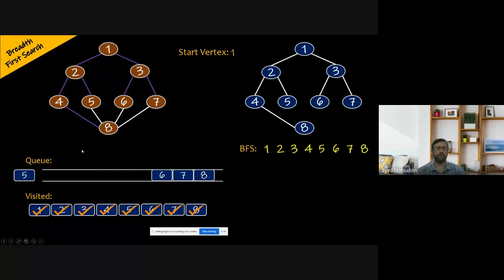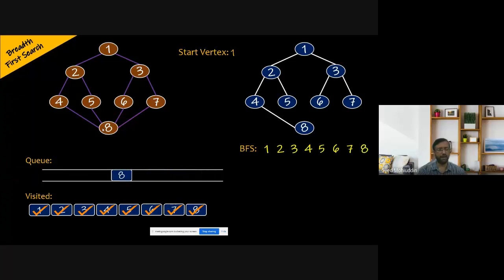Vertex 5 is removed. Vertex 5 is already visited, so there is no need to visit vertex 5 again. Then again the remove operation is performed. Vertex 6 is removed from the queue. Vertex 6 is also visited, so there is no need to visit vertex 6 again. In the same way, vertex 7 is removed from the queue. It is already visited, so there is no need to visit vertex 7 again.